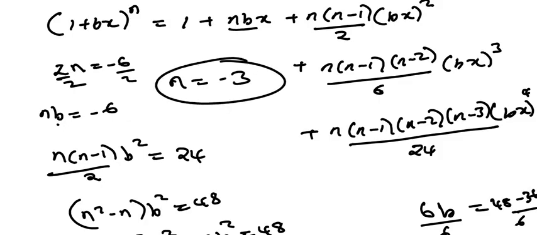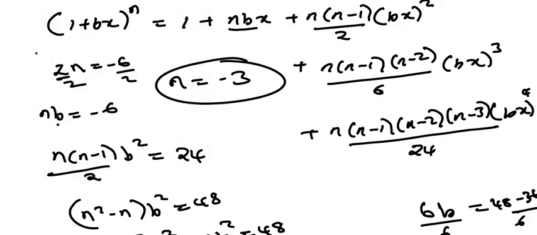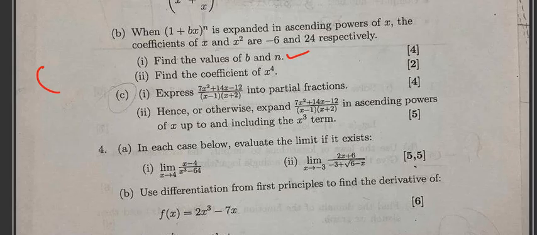So meaning the expansion was supposed to look like this because the first term is 1 and they said ascending powers. So it was supposed to be expanded using the case when the power is a negative fraction. That's what we anticipate. We use this. So that answers the first part. Yeah, so this is done. Your n is negative 3, your b is 2.